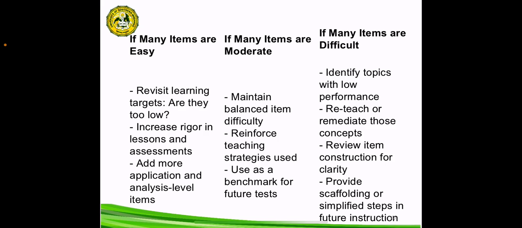So, if many items are easy, the action we need to do is to revisit learning targets. Are they too low? Or increase rigor in lessons and assessments. Do they need to add more application and analysis level items? If many items are moderate, it maintains balance in item difficulty. It also reinforces teaching strategies used, and it is used as a benchmark for future tests.